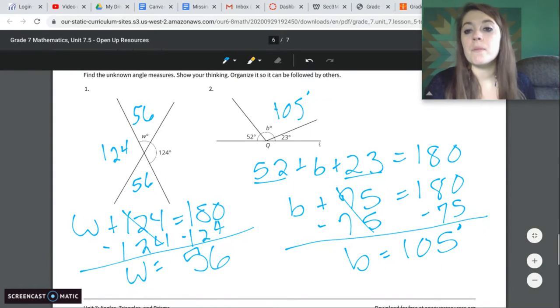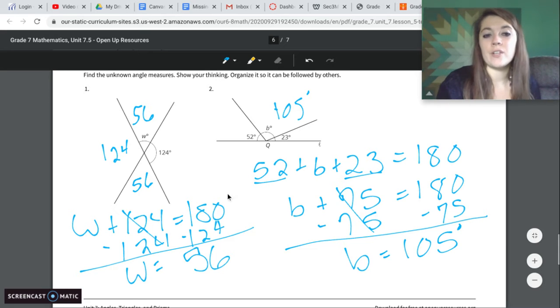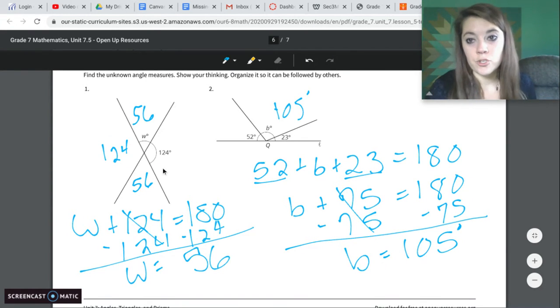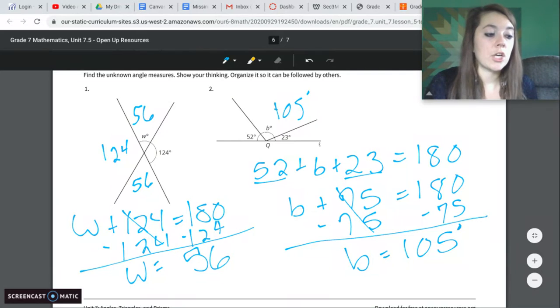So remember, with supplementary angles, they're going to add up to 180. Those form a straight line. Vertical angles are equal to each other, but within vertical angles, the ones right next to each other are also supplementary. So here is how we'd solve these. Being able to write these equations out is crucial in being able to solve. It makes things much easier and much easier to follow. So make sure you're understanding how to make those equations, okay?